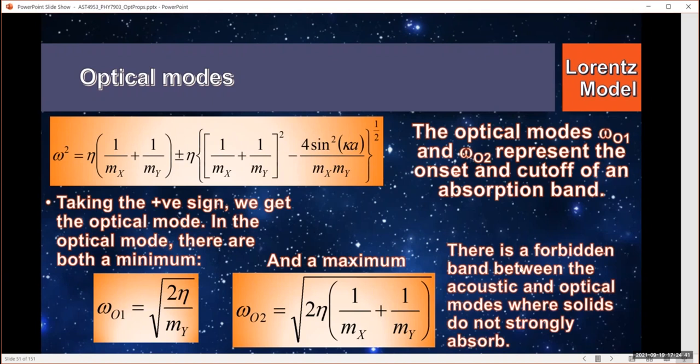There is, in fact, a forbidden space between that minimum, which is the omega A, the acoustic mode, and this optical mode. And so basically, this is the range that we really care about for what is going to be really well excited by light and the electric field of light.